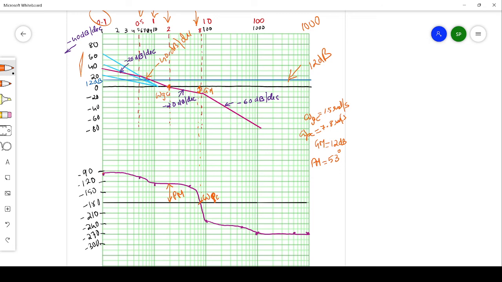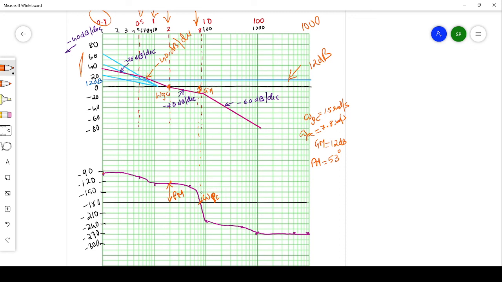Draw a vertical line down in such a way that it intersects the phase angle plot, and the difference between minus 180 and this point will give you the phase margin. Now how will you find the gain margin? Gain margin occurs at the phase crossover frequency. What is the phase crossover frequency? It is the frequency at which the phase angle becomes minus 180 degrees. Look at this phase angle plot and check where it intersects the minus 180 degree line. At this point it is intersecting. That is the phase crossover frequency.